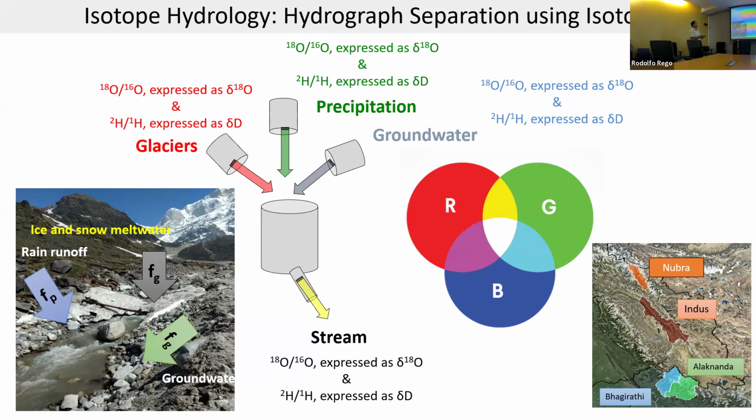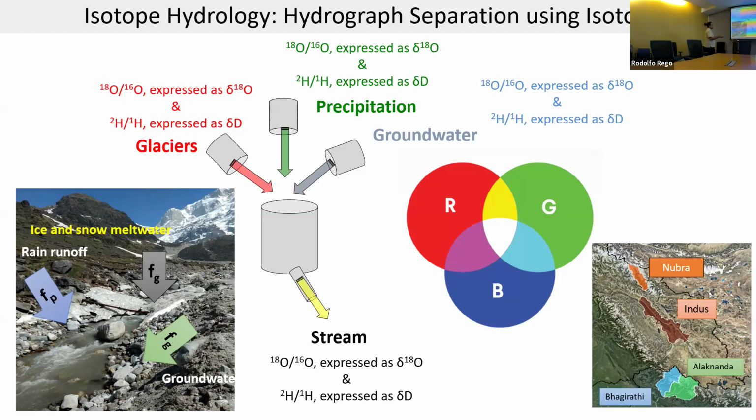If you look at RGB, in the center you have the mixture. So if you know the RGB composition of this mixture, you can calculate the red component, green component, and blue component. Similarly, this has been done with isotopic measurement. I think I have introduced you to how it works.